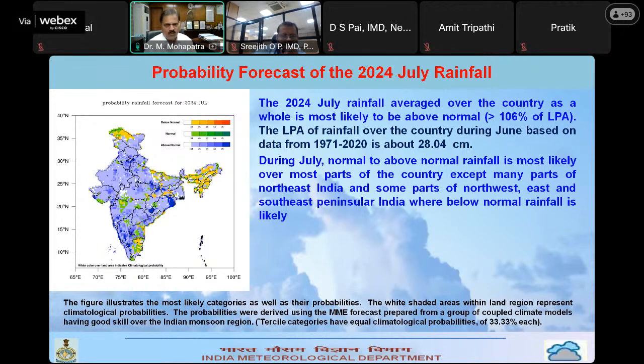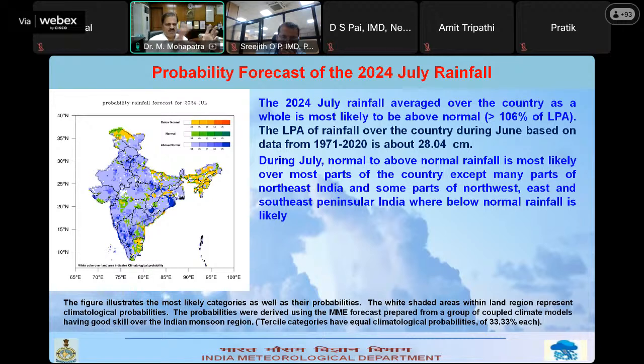So this is the forecast. The 2024 July rainfall averaged over the country as a whole is most likely to be above normal. When I say above normal, that means the rainfall over the country as a whole is likely to be more than 106% of the long period average. Normal for July is defined as 94% to 106%, that means 100 plus minus 6. So more than 106% is expected in the month of July. That means it is above normal rainfall activity. And normal rainfall is 28.04 centimeters based on the data of 1971 to 2020.